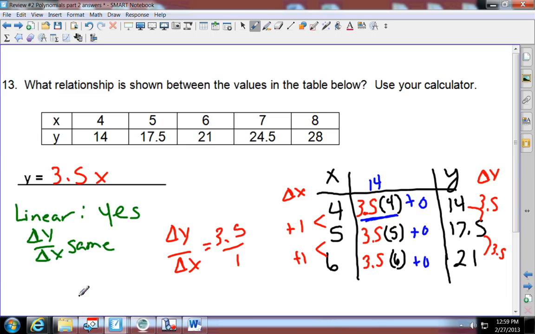What does it mean when the constant is 0? It means it's proportional. When it's proportional, it means the constant is 0. It means that it's linear. It has a constant of 0.